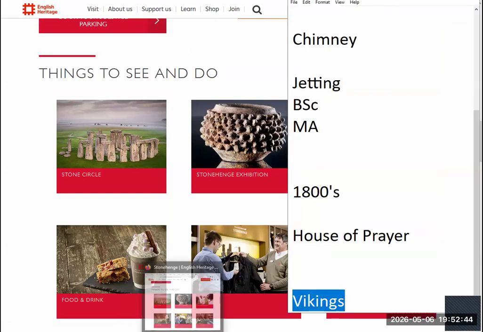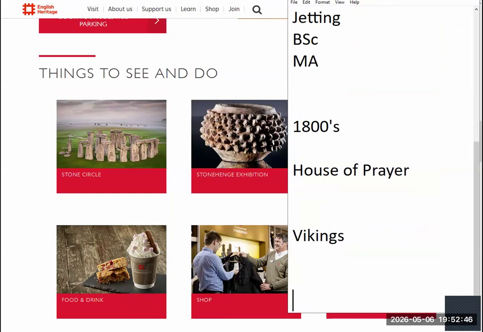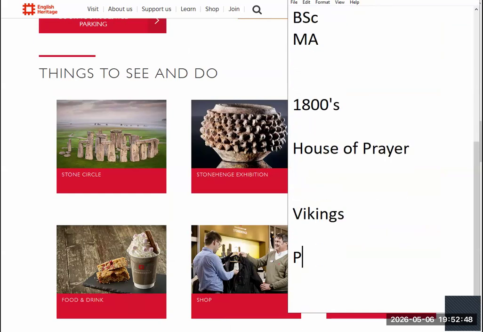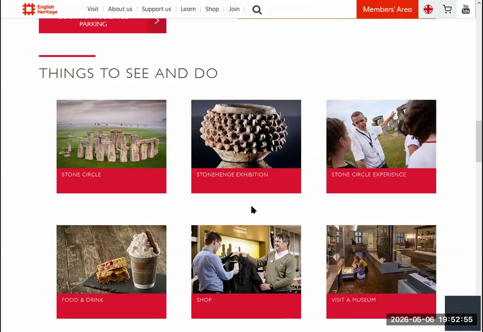Have you ever visited this place? Stonehenge? Yeah, I've been there more than once. I've been there a few times, yes. But in a sense, there's not much more to see on the outside than what you have here. That's really all there is to see.